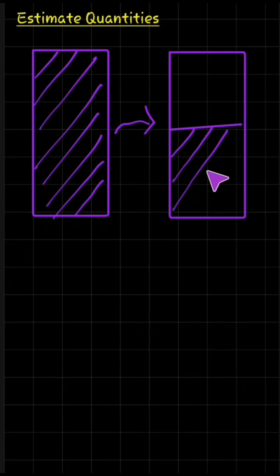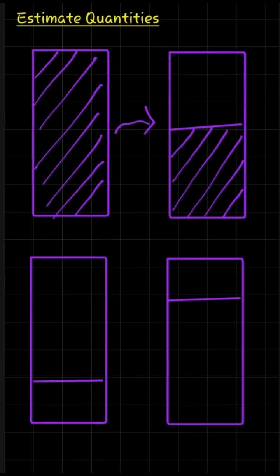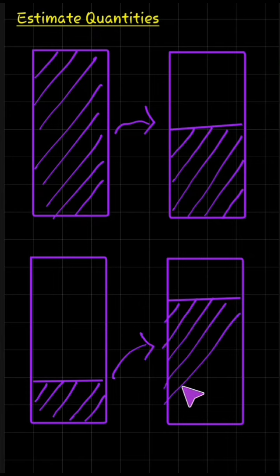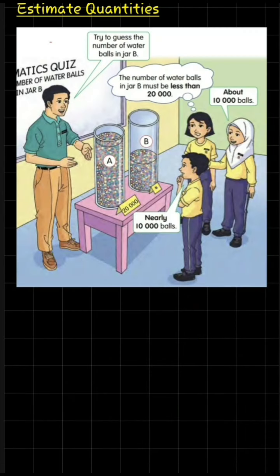So, the question will ask you to estimate what is the quantity or what is the volume of the smaller object based on the bigger object given before. Or you need to estimate from the smaller object just like this to the bigger object just like this. So you need to estimate what is the volume or quantities or the mass of this object based on the smaller object given before. So that's how you do the estimate quantities. I will show you the example after this.